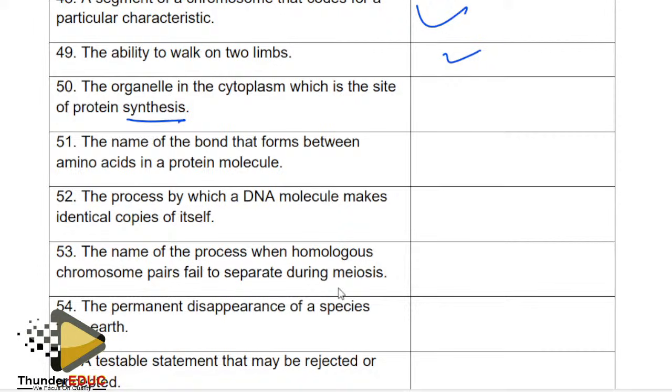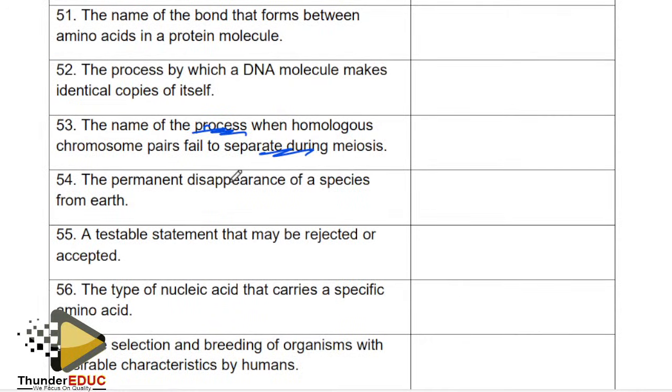Name the process where a homologous pair fails to separate during meiosis. How do we call that? They're saying the process is non-disjunction, failure to separate during meiosis, and the phase is anaphase. So we call it non-disjunction. Permanent disappearance of species from the earth is extinction. The testable statement that may be rejected or accepted is a hypothesis.